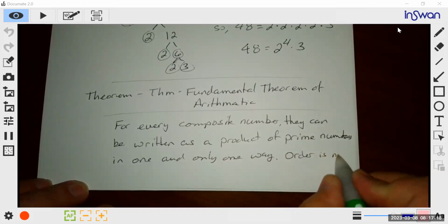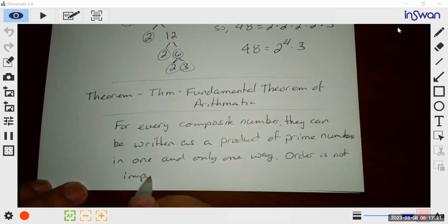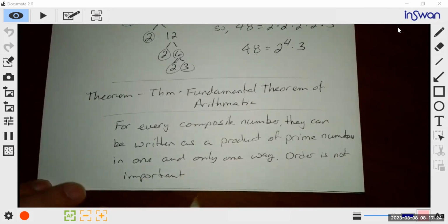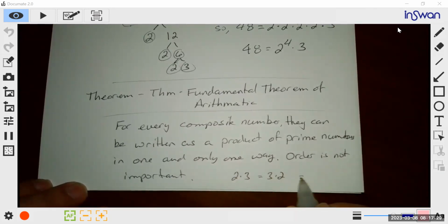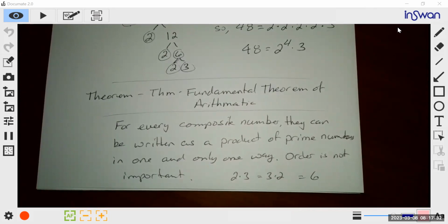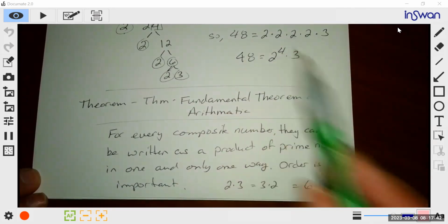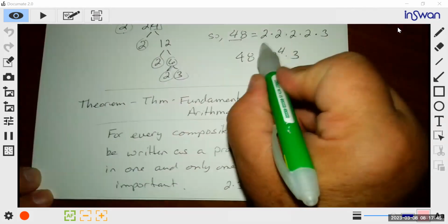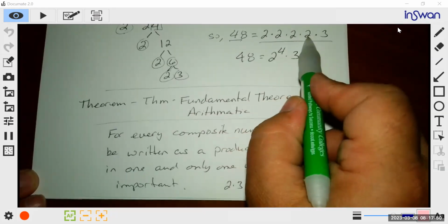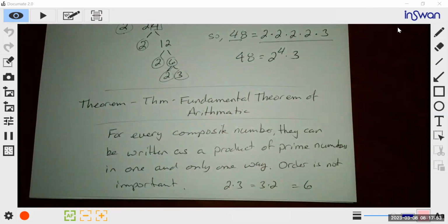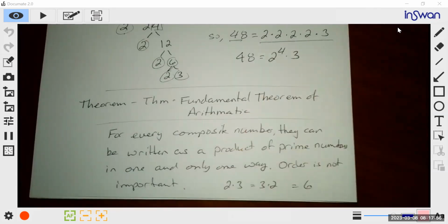Order is not important. In other words, 2 times 3 is the same thing as 3 times 2. They both equal 6. So it doesn't matter how you arrange them. It'll give us the same thing. And we just proved it, actually, here in number 4, in the example of 48. 48 can be written only in this way. 2 times 2 is 4, times 2 is 8, times 2 is 16, 16 times 3 is 48. There's no other way. I can't put any different numbers in there.